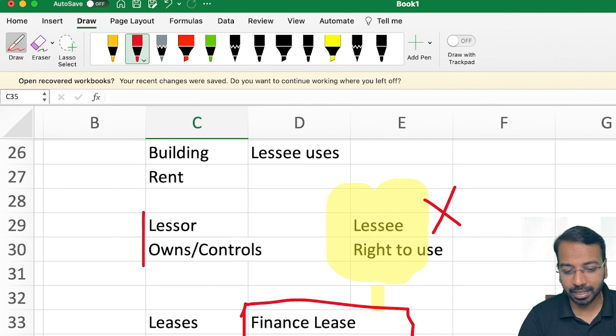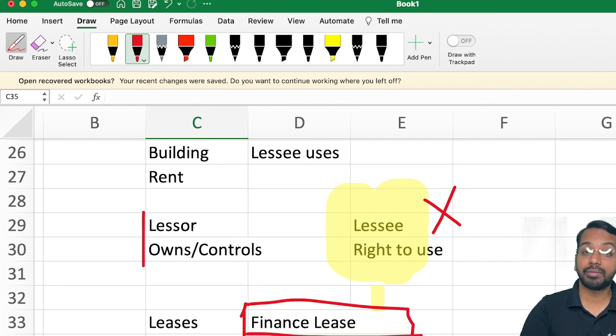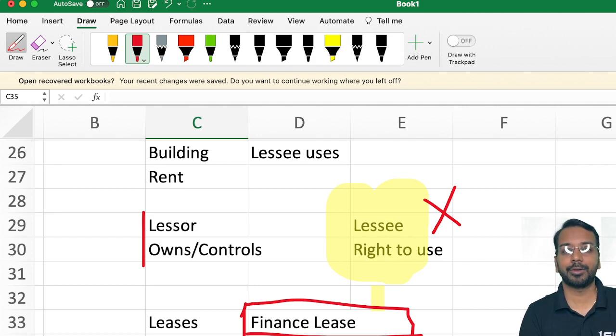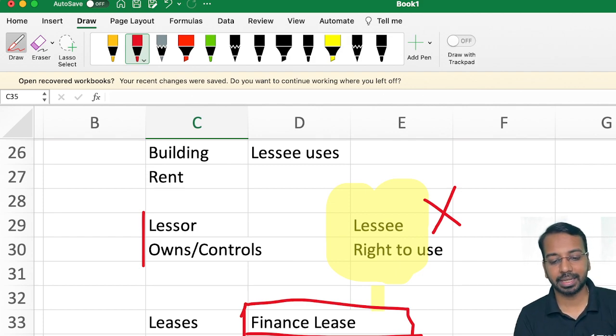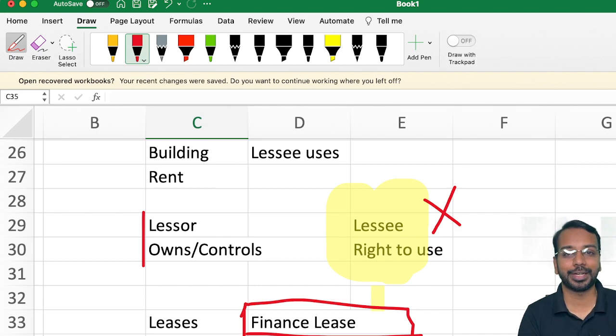Now, identifying a finance lease is also very important from an examination point of view, because sometimes there may be a question which says whether this is a finance lease or not, or whether this is an operating lease or not. Okay.